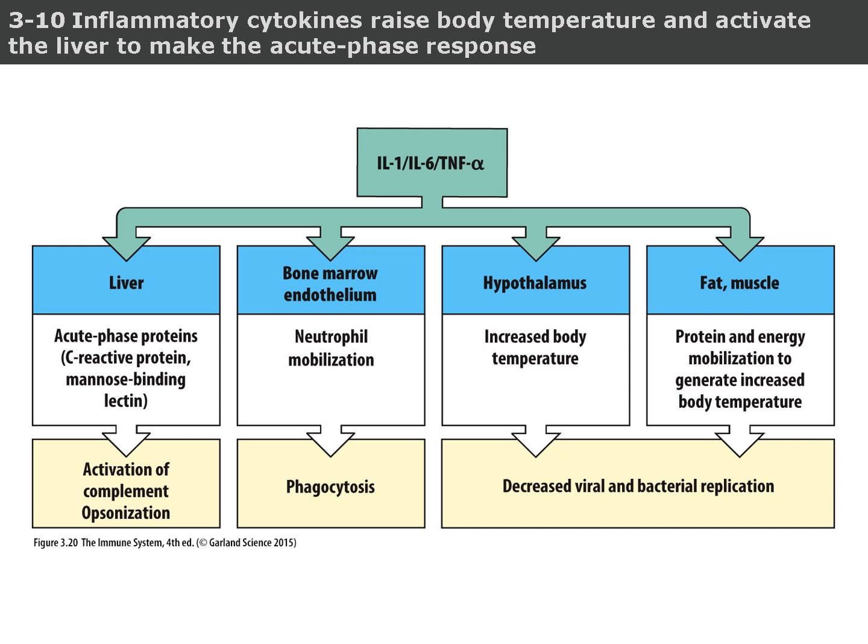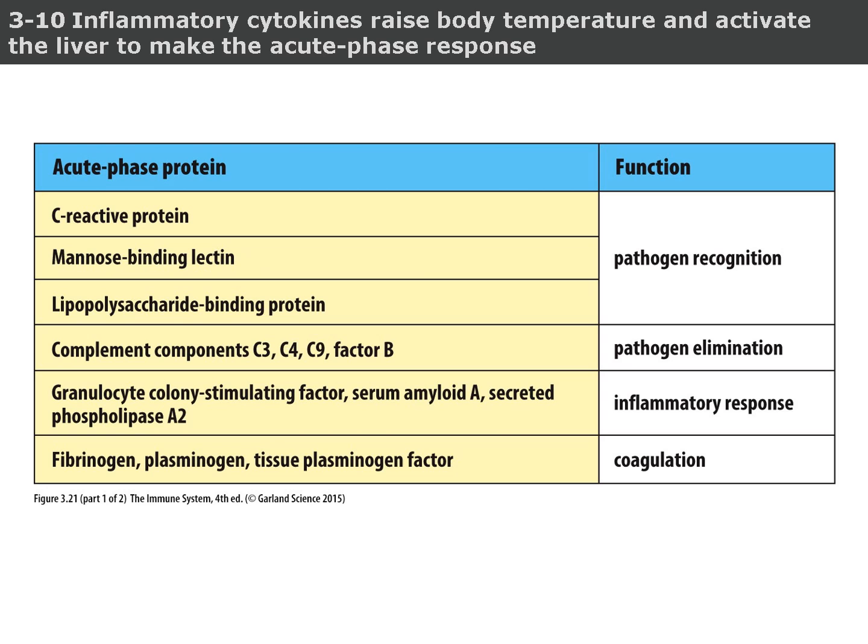pathogens efficiently. This figure provides an overview of acute phase proteins and their associated functions during the body's response to infection or injury. C-reactive protein, mannose-binding lectin, and lipopolysaccharide-binding protein are primarily involved in pathogen recognition. These proteins detect specific molecular patterns on microbial surfaces, facilitating the immune system's ability to identify and respond to invading organisms.